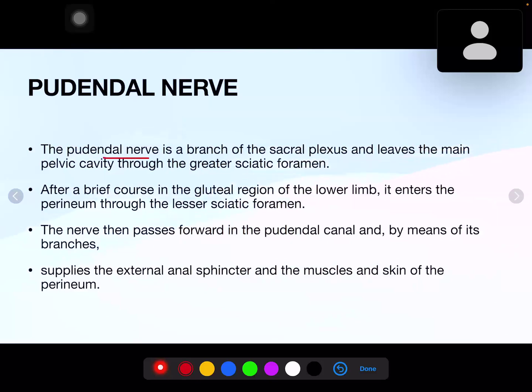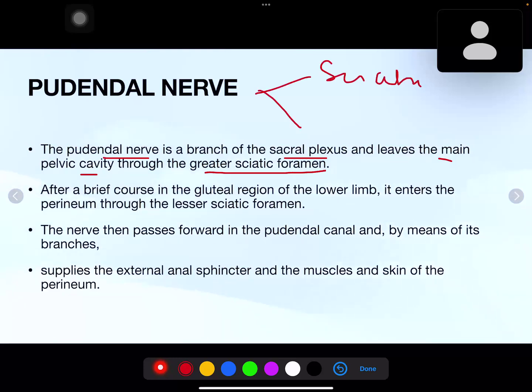So pudendal nerve is a branch of sacral plexus. It leaves the main pelvic cavity through the greater sciatic foramen, and we discussed in our last lecture that pudendal nerve goes through both sciatic foramina, the greater and the lesser. It leaves the pelvis through the greater sciatic foramen, and after a brief course in the gluteal region, it re-enters the perineum through the lesser sciatic foramen.